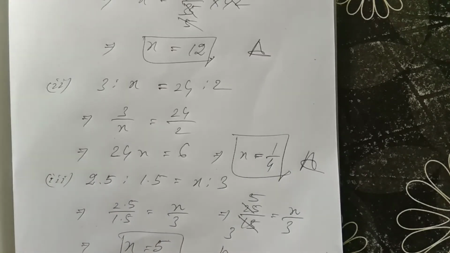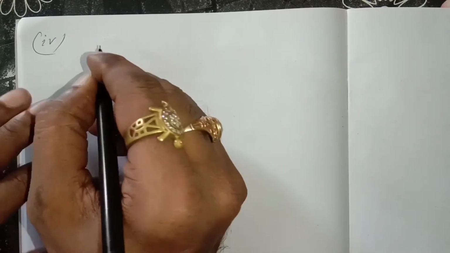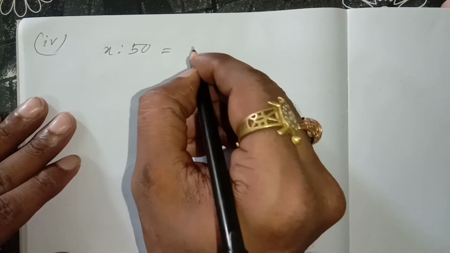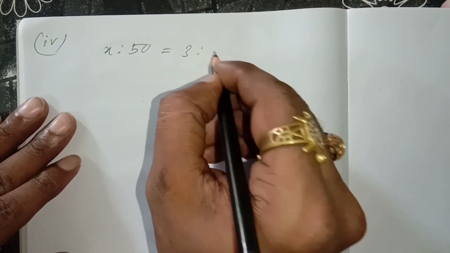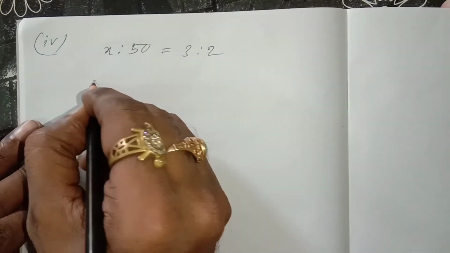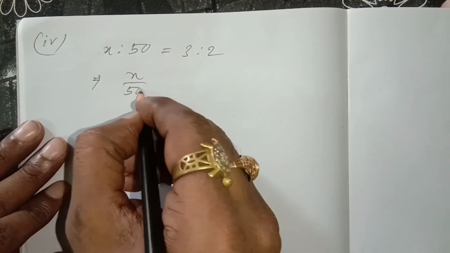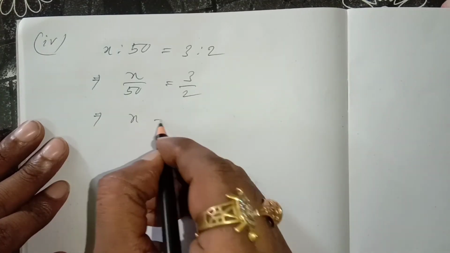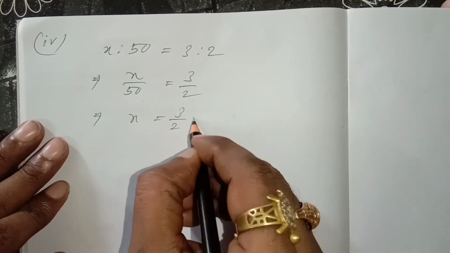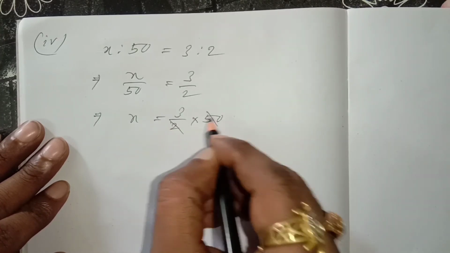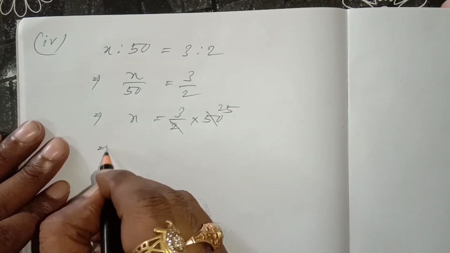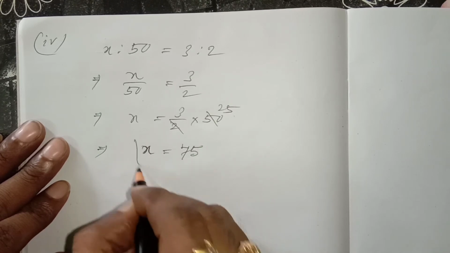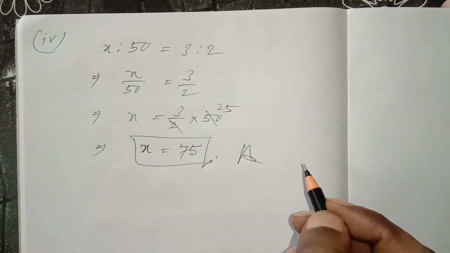Let us do the last part of number 1, that is the fourth part. The question is given: x is to 50 is equal to 3 is to 2. Same process, this means x by 50 is equal to 3 by 2. Now x is equal to 3 by 2 into 50. This will go: 2 25s are 50. Finally, x is equal to 3 25s are 75. x is equal to 75. This is the answer of number 1, fourth part.